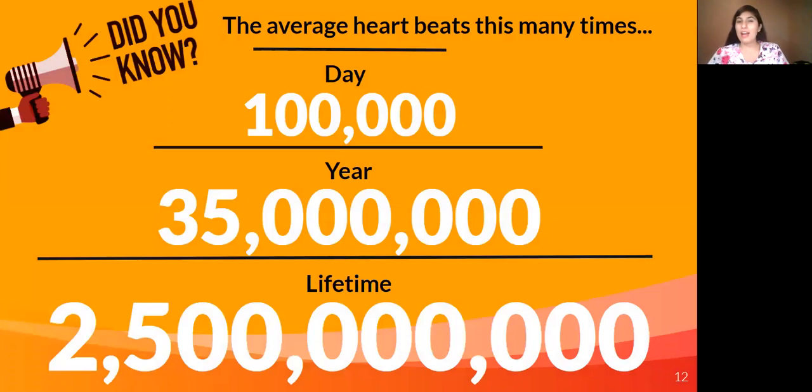Okay, so now I have a fun little fact for you. Did you guys know that the average heart beats this many times? In one day, the average heart beats about 100,000 times. In a year, the heart beats 35 million times. And in your lifetime, you can average it to be about 2.5 billion times. Those are really big numbers, guys. And it's only one heart doing all this work, and it never takes any breaks. So you can imagine how strong and how hard of a worker the heart is to be able to keep up beating nonstop like that.